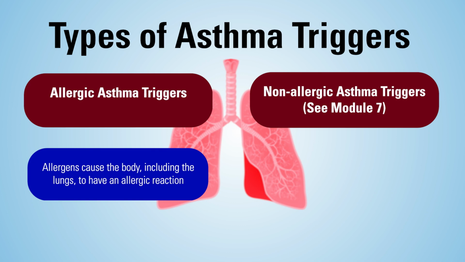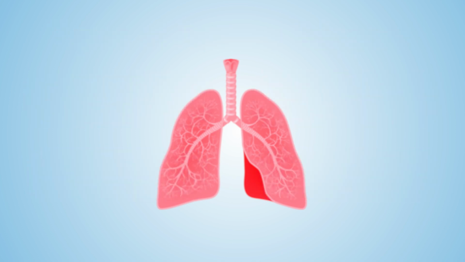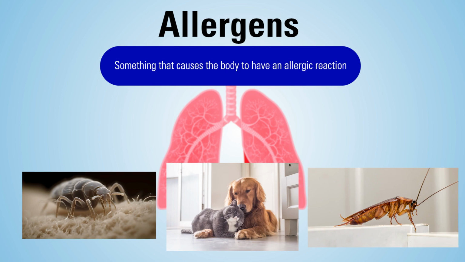Allergens can cause the body, including the lungs, to have an allergic reaction. Irritants can lead to asthma symptoms, but do not cause an allergic reaction. Allergens are something that cause the body to have an allergic reaction.